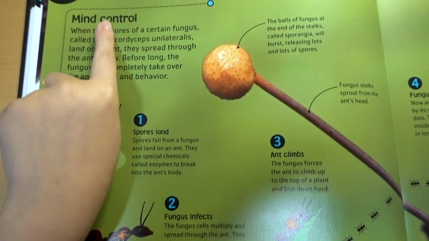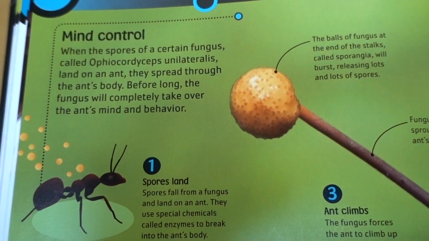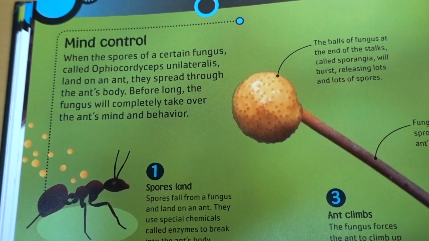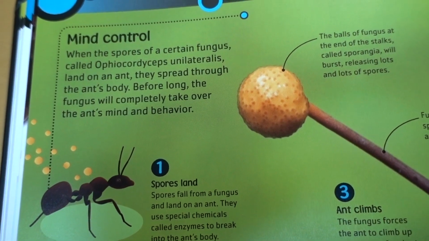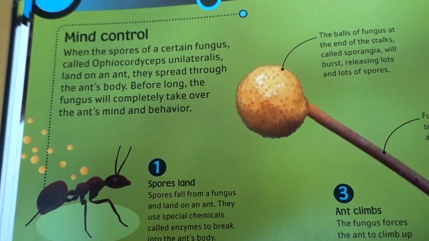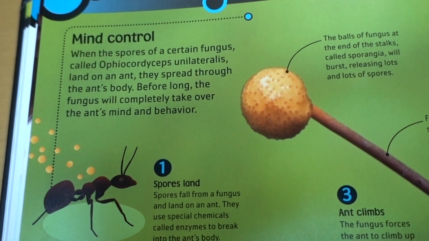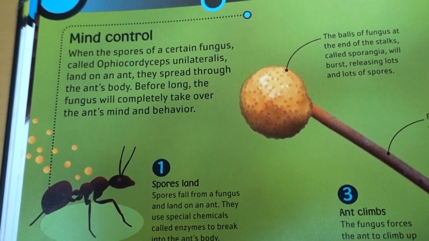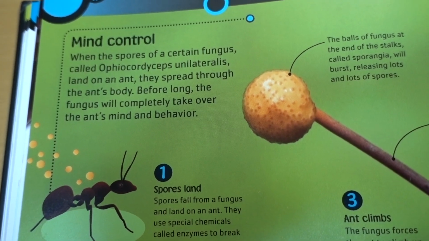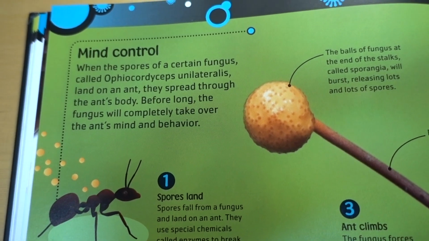Mind control. When the spores of a certain fungus called Ophiocordyceps unilateralis land on an ant, they spread through the ant's body. Before long, the fungus will completely take over the ant's mind and behavior.